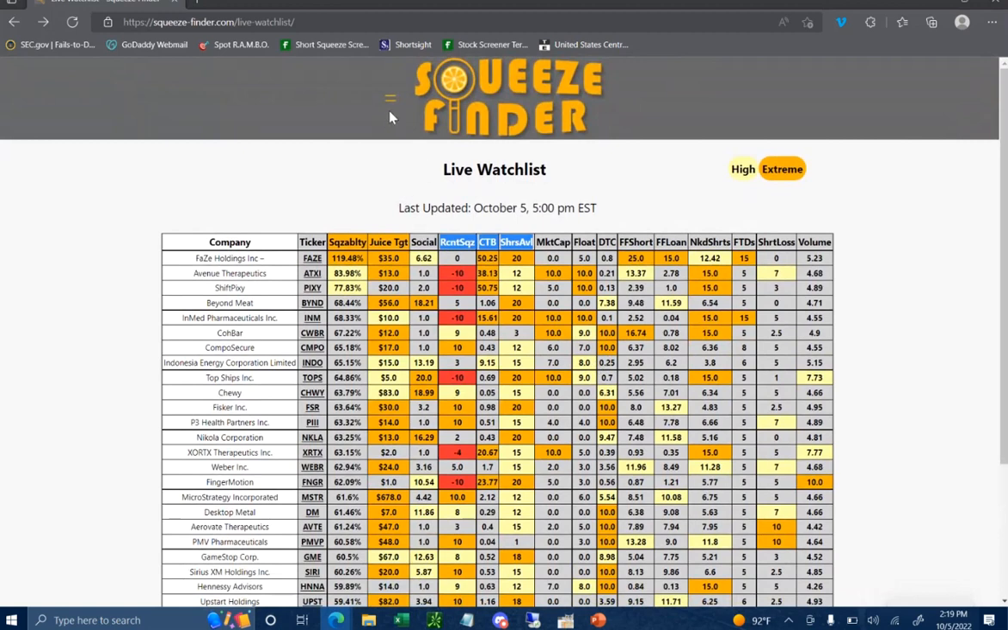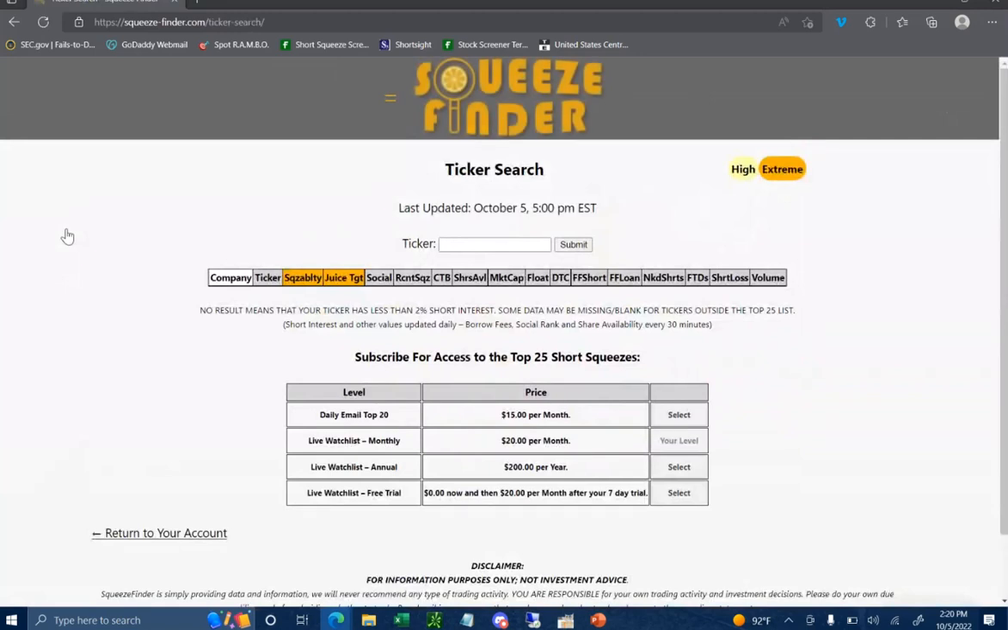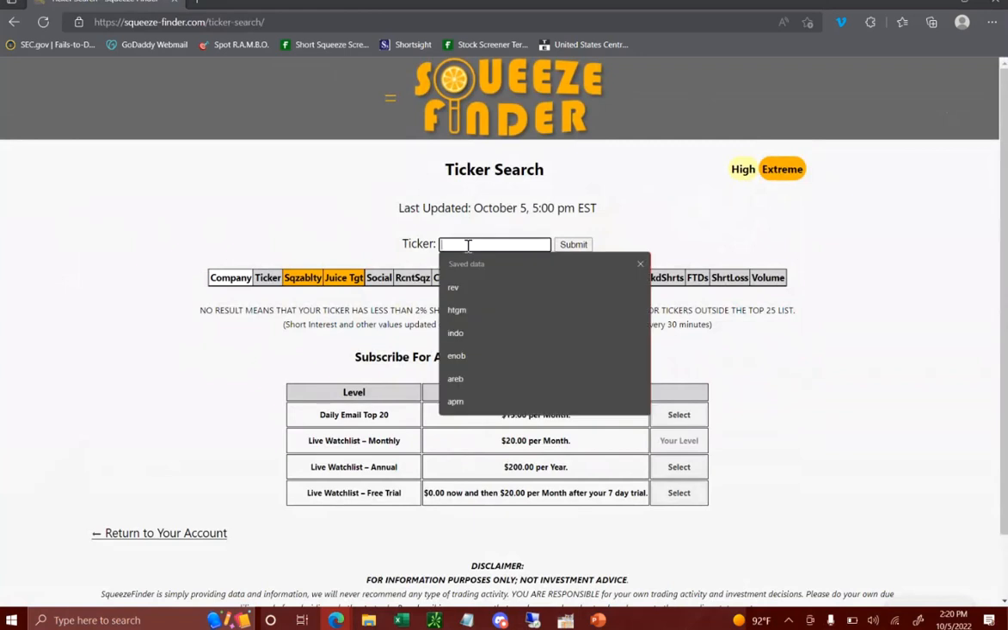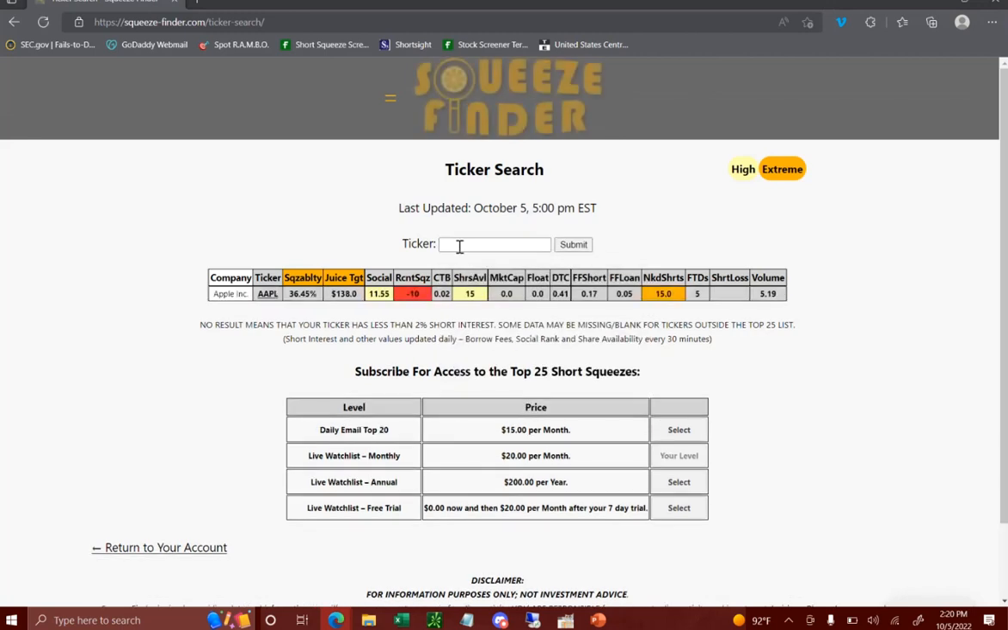All right. Well, the last thing we can look at is the ticker search. So this would be for those of you who are not members on the website yet. But if you want to look up our scores for any particular ticker, you can do that here. So if we just put, say Apple, as you would expect, it's got a pretty low score, 36% chance of a squeeze. The juice target is really low because the short interest is really low.